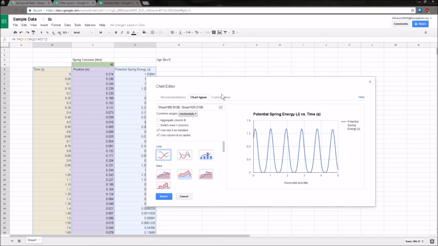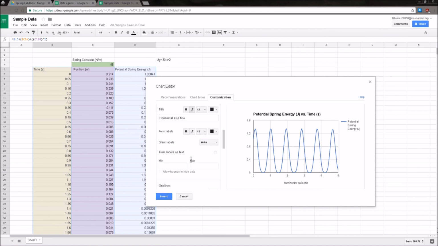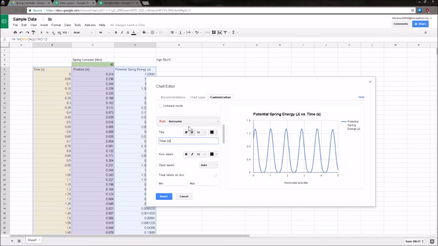Our title is right. We just need to title our axes. Very important. So this is time in seconds. And our left vertical axis is spring energy in joules. There we go.